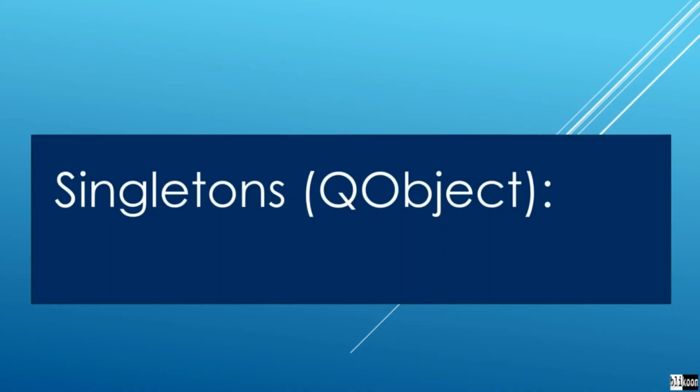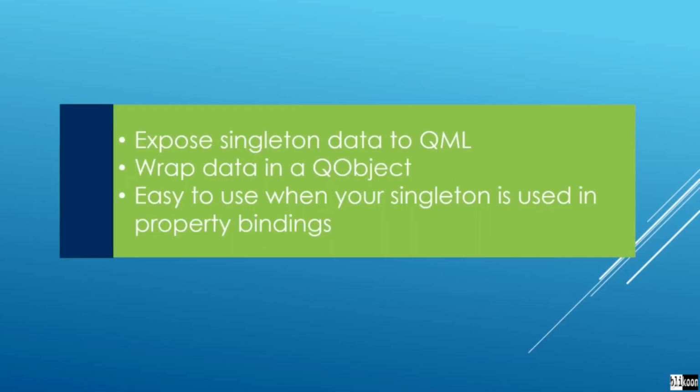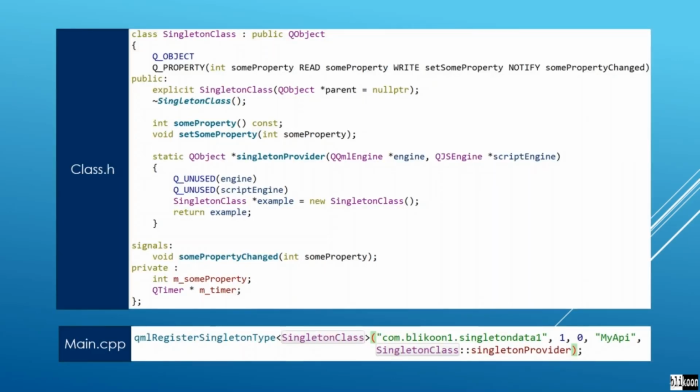In this lecture, we're going to see how you can expose your Q objects as singletons to be used in QML. You already know what a singleton is. It is a class for which you only want one instance object throughout the entire application. You want to expose it to QML, and you're going to wrap your data in a Q object class. It is recommended to use this technique when your data is changing on the C++ side, and you want to be notified of the changes on the Qt-Quick side. We're going to see how this works.